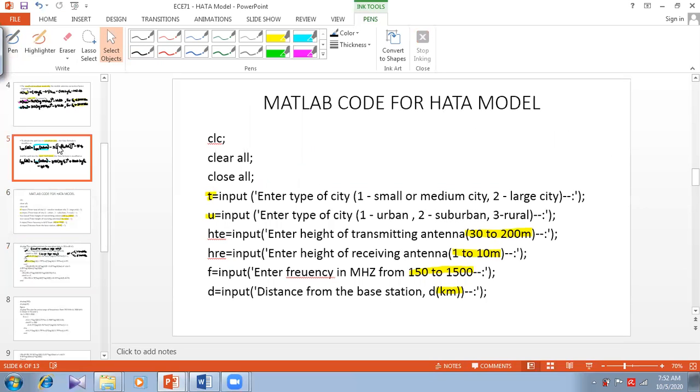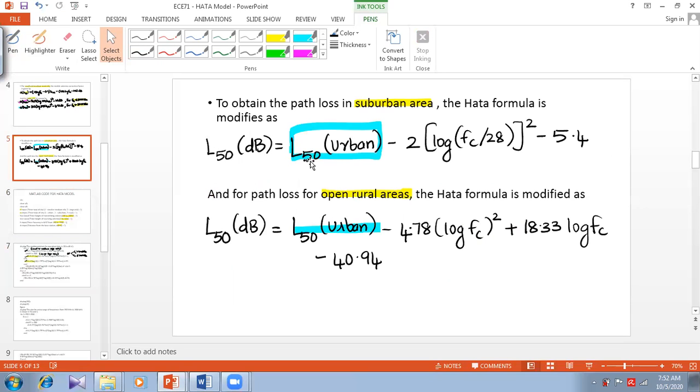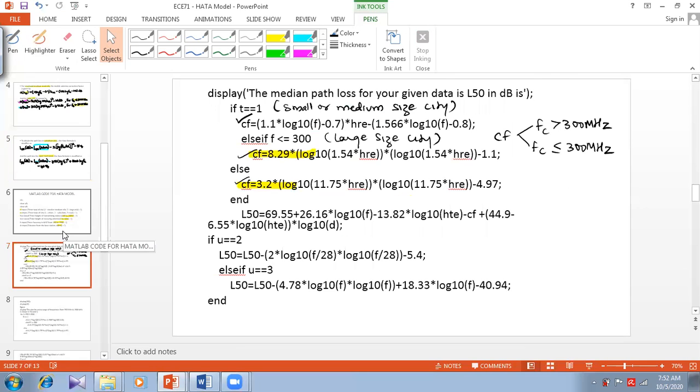So for a suburban area, we know we have this as the formula: L50 urban, which we calculated now, minus 2 times log of FC by 28, the whole squared, minus 5.4. Similarly, if it is a rural area, so you will have u equal to 3, then you will use this formula: L50 urban minus 4.78 log FC the whole squared plus 18.33 log FC minus 40.94. Okay, so let us come back to the code. Now here he has taken an input.